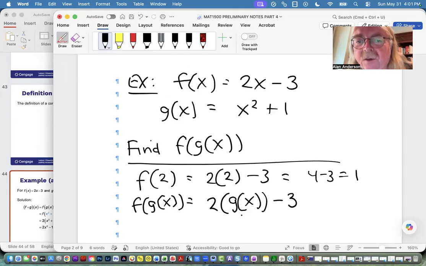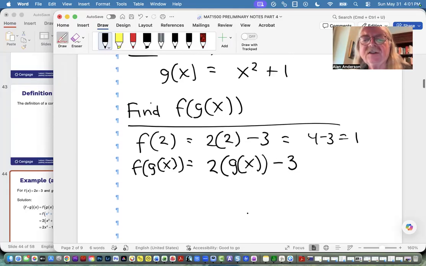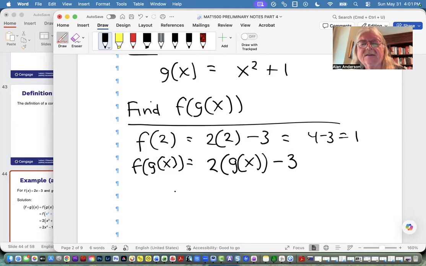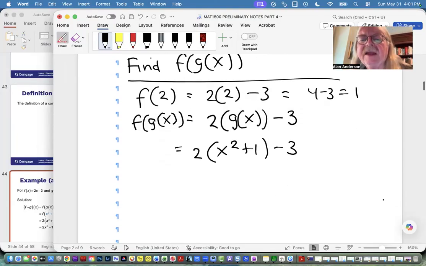Now, we're not done, of course. We need to now substitute the actual definition of g of x. So this can then be written as follows. And if you want, you can expand it out. It depends. If you're doing this as a web assigned problem, they might ask you to do this.